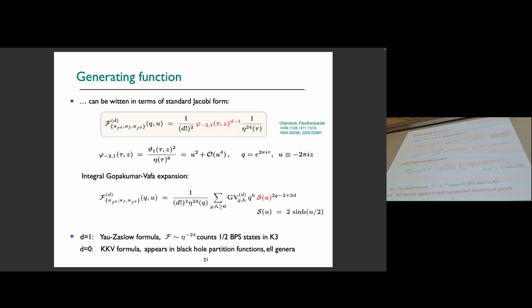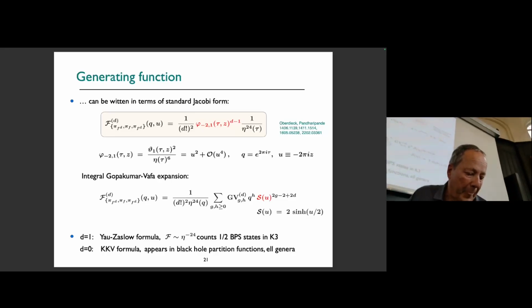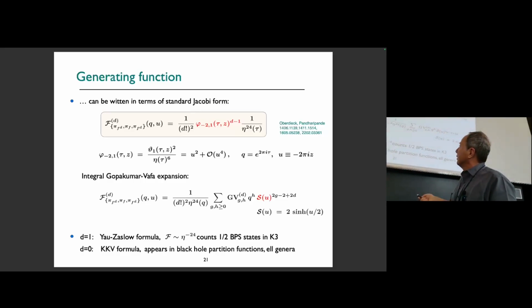And this reproduces, for d equal 1, where this function drops out, the famous Yao-Zaslow formula, given by eta to the minus 24, which counts 1/2 BPS states on K3. And d equals 0 is the KKV formula, which appears as a denominator in certain elliptic genera. So this function actually is a generalization for general D of these two cases.